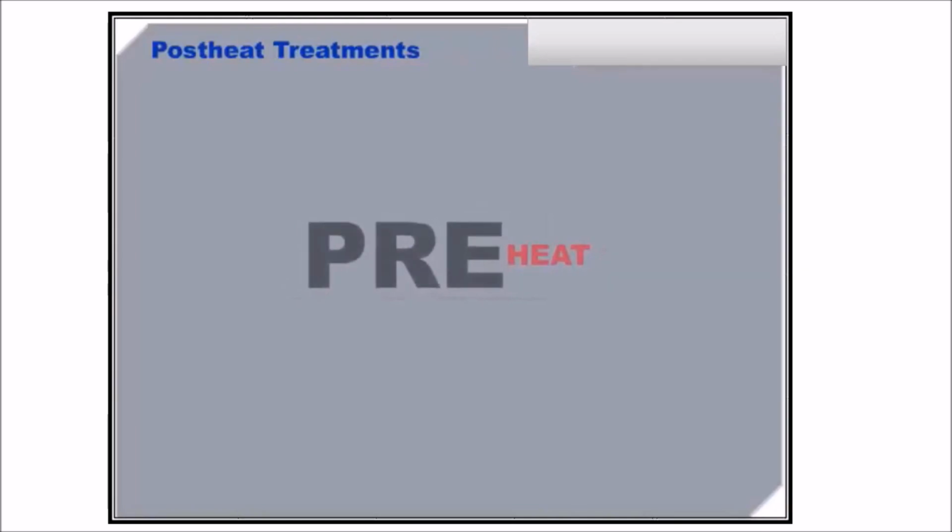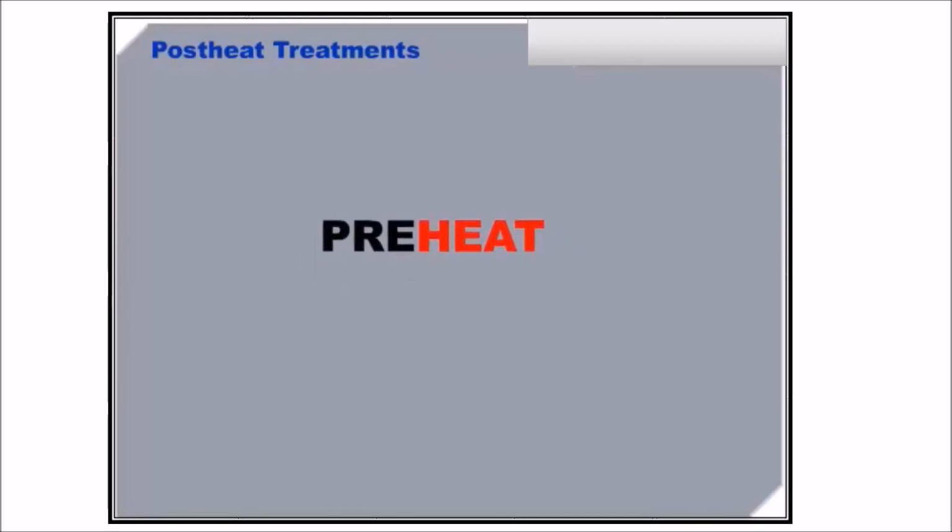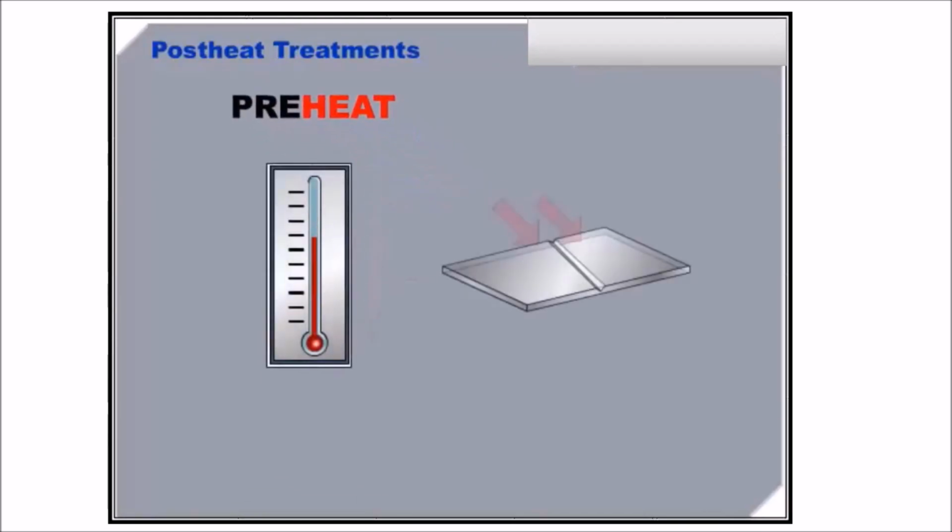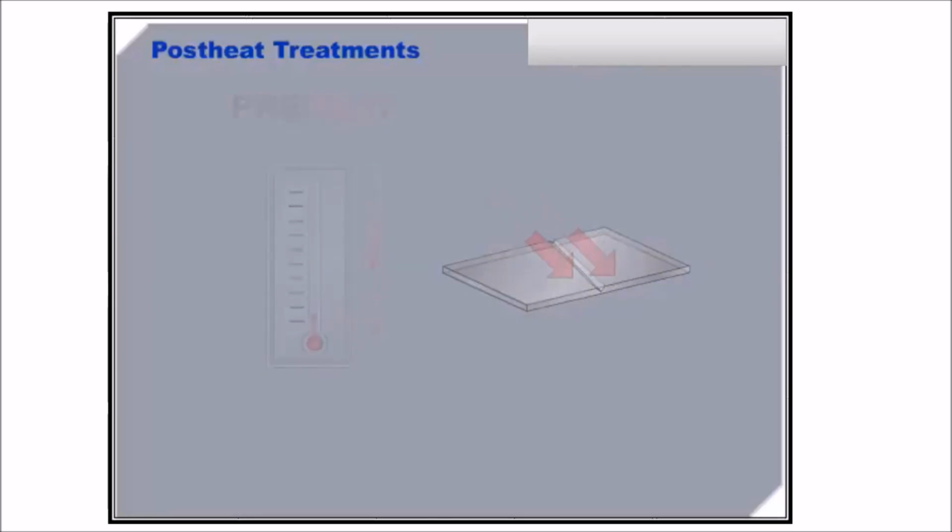Preheat treatments are used, as discussed previously, to slow down the cooling rate of the base metal adjacent to the weld, to allow for the formation of microstructural constituents other than martensite. Preheat is applied prior to welding.